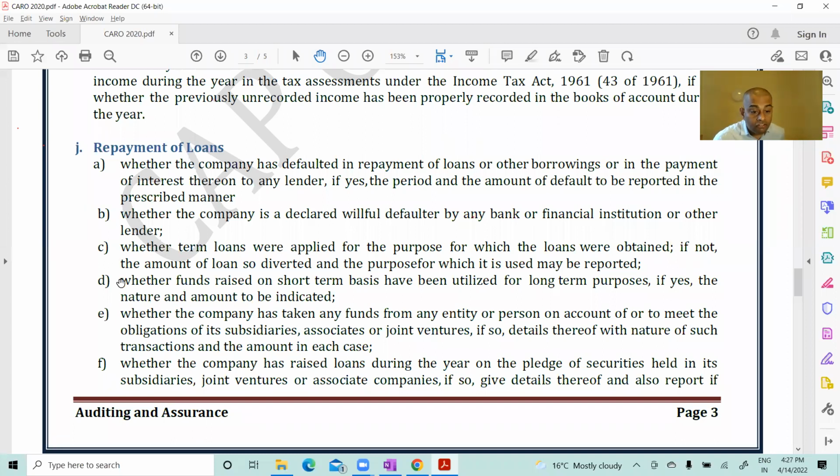So look here, whether funds raised on a short-term basis have been utilized for long-term purposes. If yes, dear auditor, tell it in the report. You understand? Then another new word added to this CARO is willful defaulter. Oh my God.